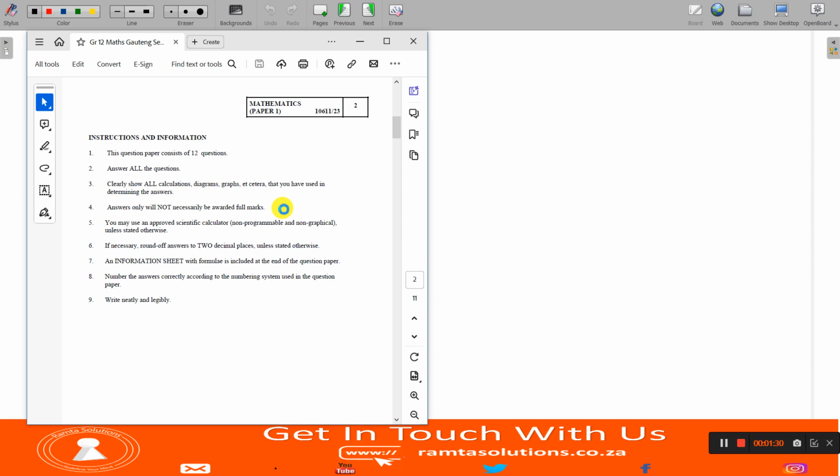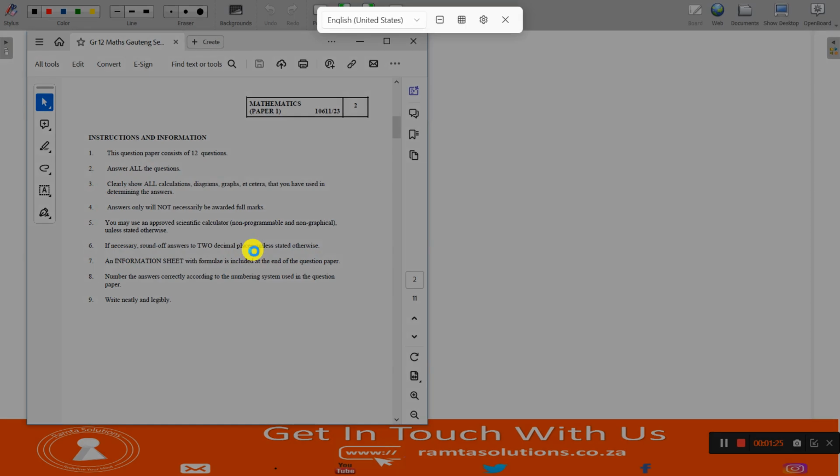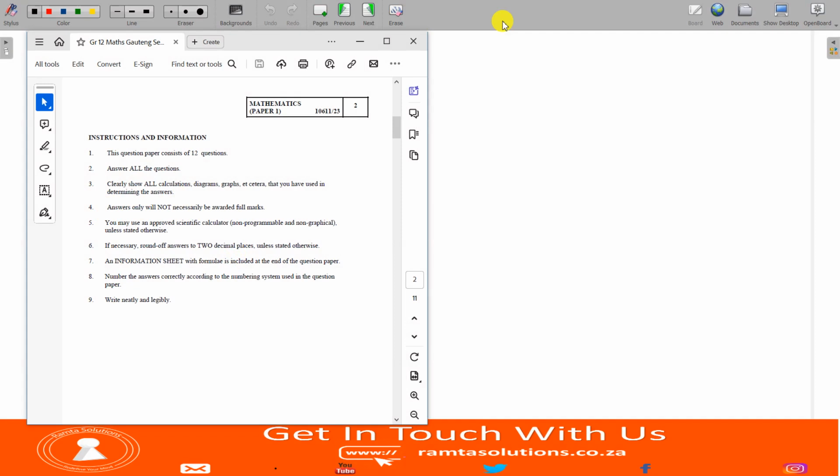And instruction number 6 says, if necessary, round off answers to 2 decimal places unless stated otherwise. So these are the 3 instructions that I'm interested in. Of course, an information sheet is provided at the end of the question paper. You don't have to know the formulas. You can just go to the formula sheet and get your formulas, but if you know them off by heart, good stuff. So let's get into it.